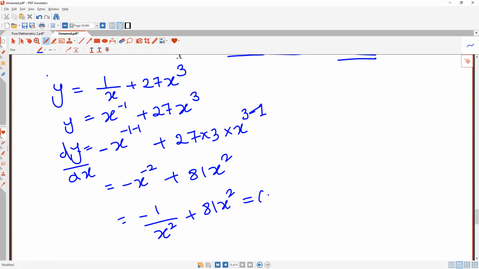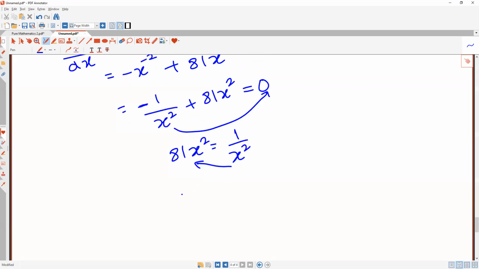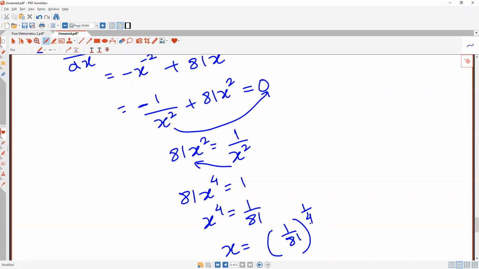Okay, they said stationary point, so dy by dx equals 0. Best way to do is shift the whole thing to the other side. So you can write 81 x square is equal to 1 divided by x square. Cross multiply: 81 x raised to 4 is equal to 1. X raised to 4 is equal to 1 by 81. So x equals 1 by 81 raised to 1 by 4. Clear?